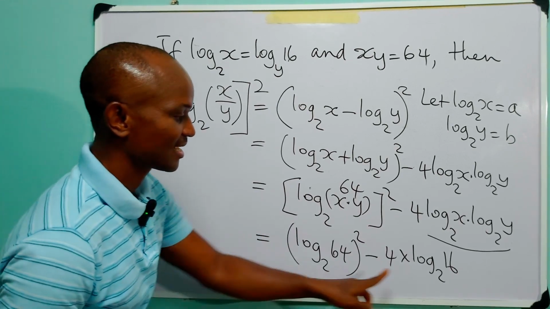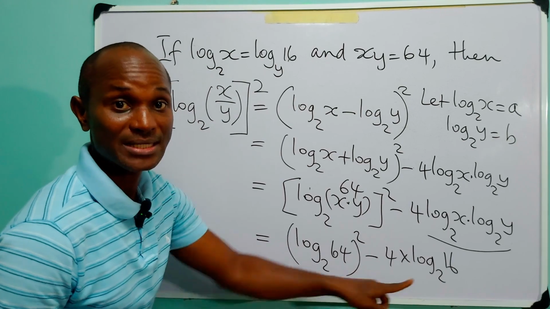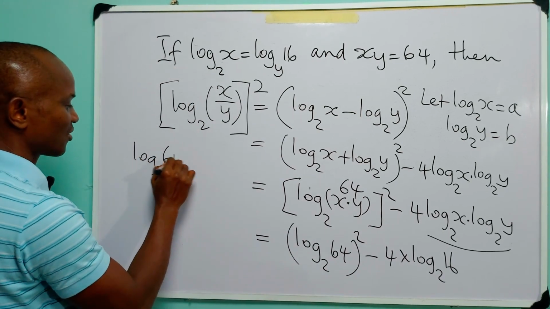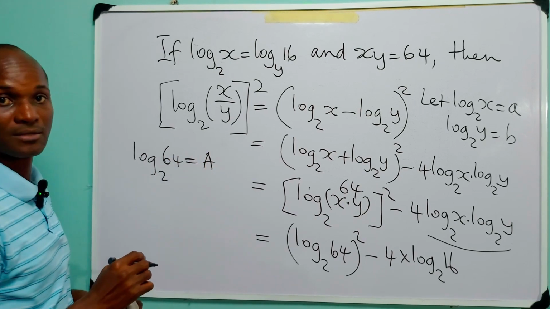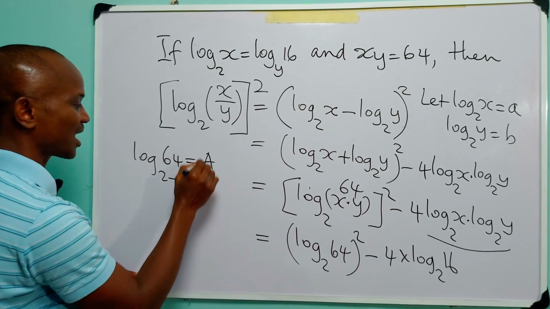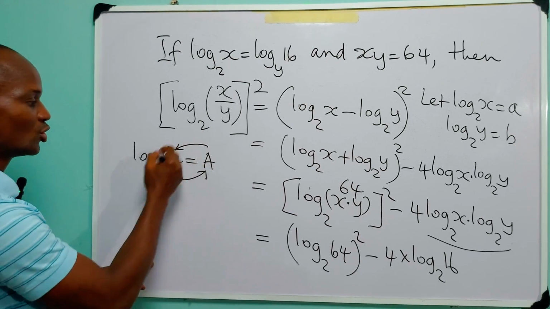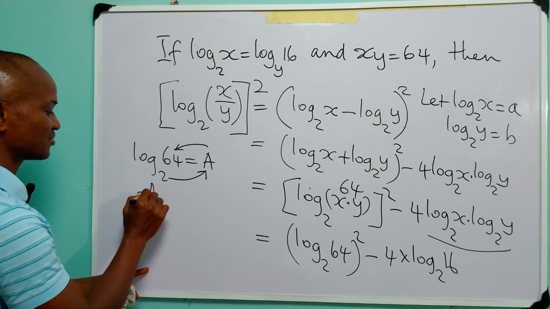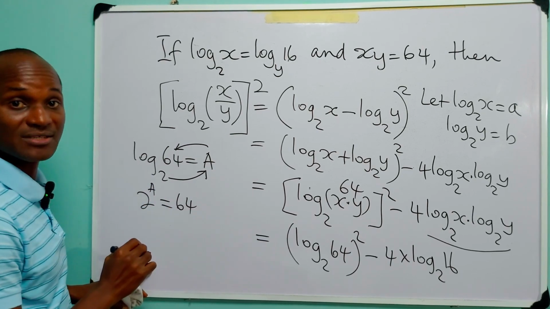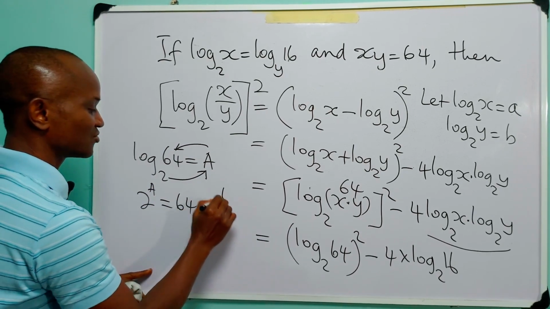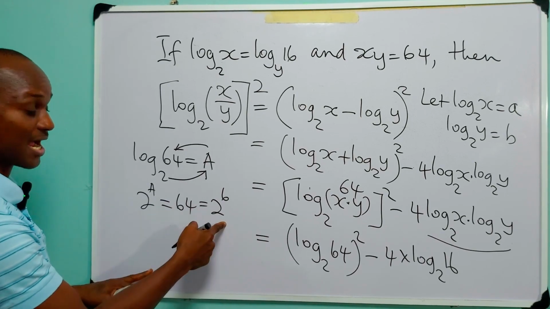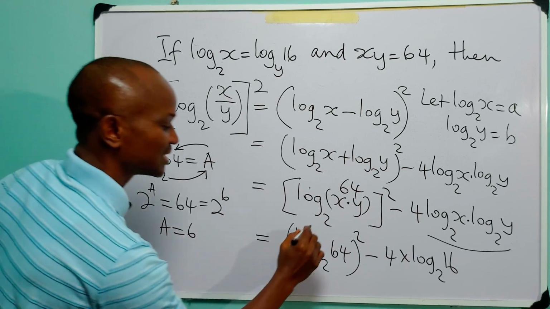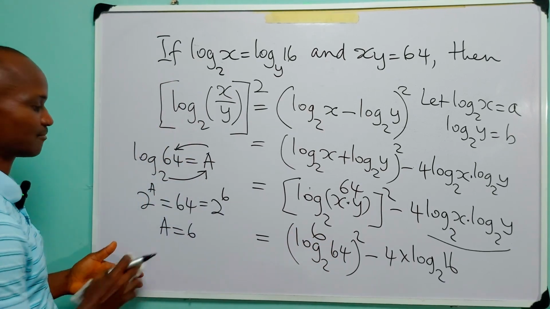Now note that these are quantities that we can evaluate. Let us start with this one. So let log to base 2 of 64 be equal to a. That simply means that 2 raised to power a is equal to 64. Note the anti-clockwise movement. But 64 is equal to 2 raised to power 6. So you have 2 here and you have 2 here. So automatically a is equal to 6. So this is equal to 6.